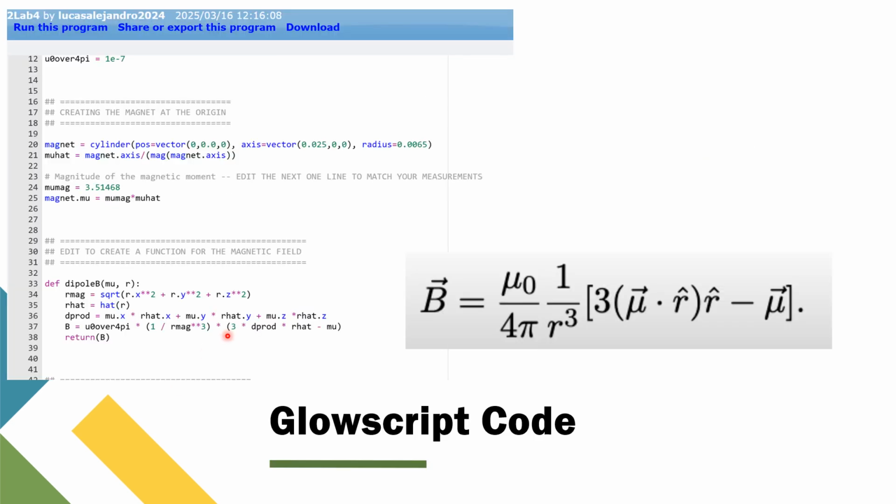Moving into the glow strip code. Here we created the magnet at the origin. This is actually already set for us. So mu of the magnet is what we calculated earlier, that's 3.51468. And this is again the mu mag times mu hat. Then here we have the B, so we have this formula down here, and we created R mag, R hats, and the D products.